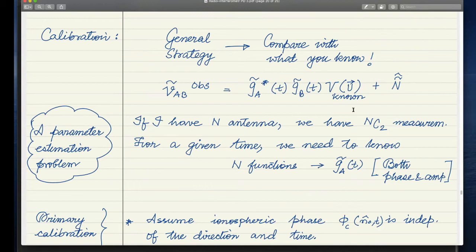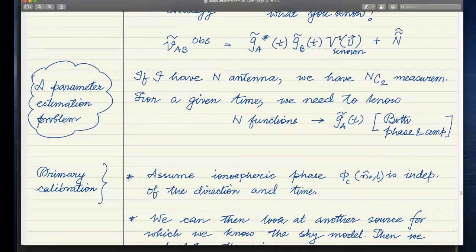So for each of these calibrator scans, let us assume I get only one time. And in that time, I can now calculate what GA and GB are. How do I do that? I know capital V over here. I observe this. And now I ask the question, how many observations of VAB do I have? Well, if I have n antennas, A and B correspond to 2 antennas. So using combinatorics, if I have n antennas, I should have nC2 measurements of VAB.